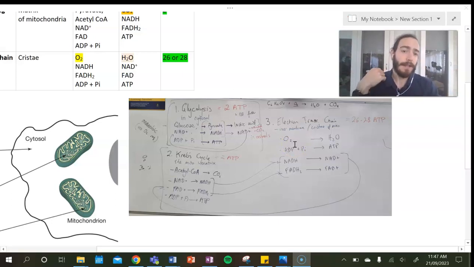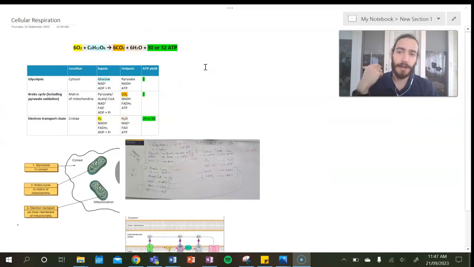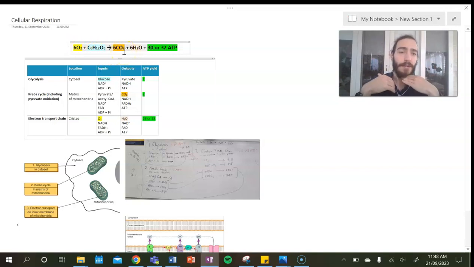Okay, so at the end of the day, what our output is, is 30 or 32 ATP. So we've got oxygen plus glucose making carbon dioxide, water, and the all-important 30 or 32 ATP. Okay, it's important you say or, not a range, because it's either 30 or 32.